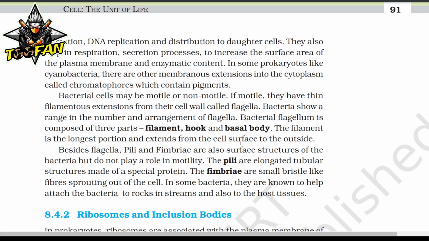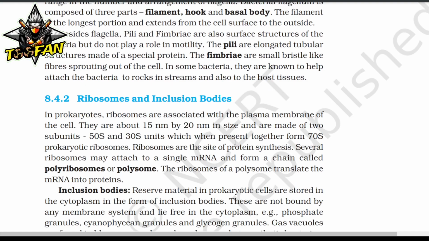Besides flagella, pili and fimbriae are also surface structures of the bacteria but do not play a role in motility. The pili are elongated tubular structures made of a special protein. The fimbriae are small bristle-like fibers sprouting out of the cell. In some bacteria, they are known to help attach the bacteria to rocks in a stream and also to the host tissue.